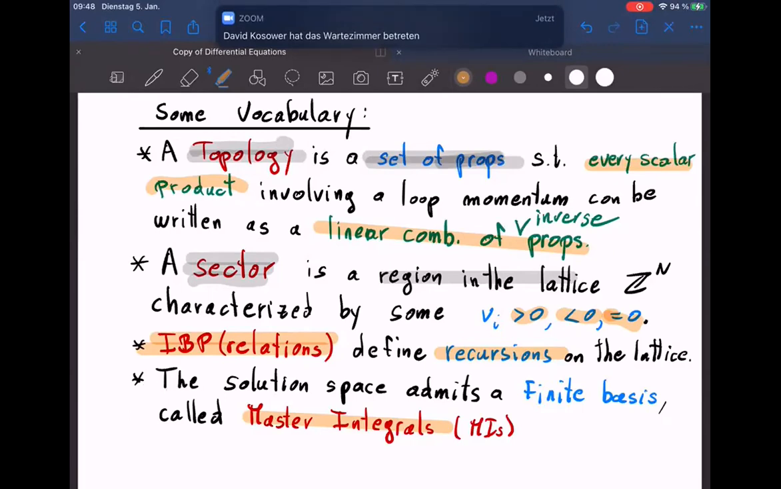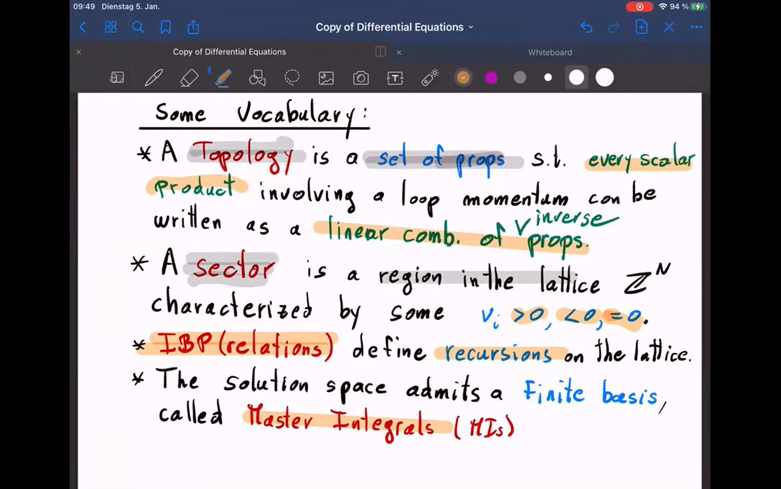I insist on that because often you read in papers, a bit sloppily, that people say this integral is a master integral, this other integral is not. It's not true that you can be a master integral or not. It's just that you make a choice of basis, and either you are a basis element or you're not. But one basis is as good as any other, at least at this stage.